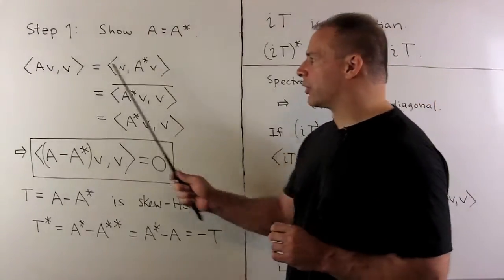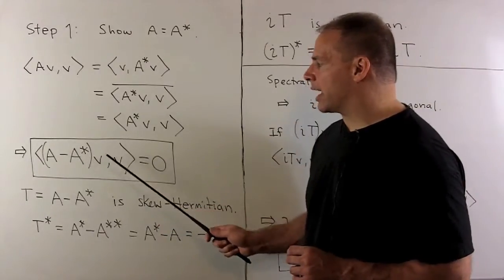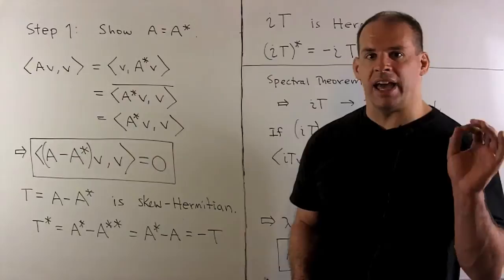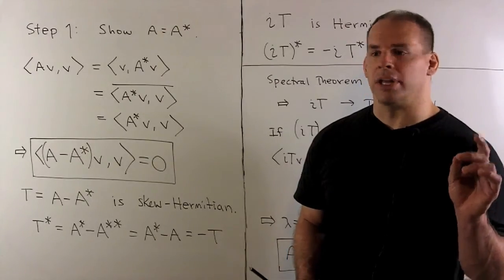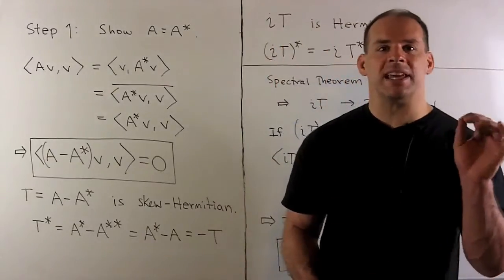We'll push this term to the other side, which will give us the equation A minus A star times V, inner product with V is equal to zero for all V in Cn. So let's call A minus A star T, and we'll show that T is equal to zero.